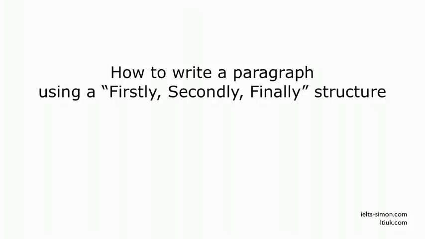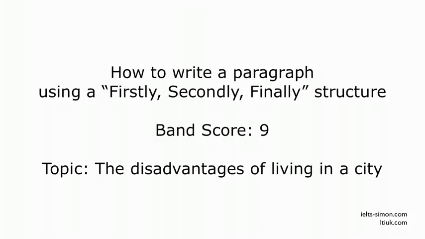Today I'm going to show you how to write a paragraph using a firstly, secondly, finally structure. I think my paragraph would get a band 9, but it doesn't contain anything too strange or difficult, just clear, logically organised ideas. Remember, this is just one paragraph, so I'm aiming for about 90 to 100 words. The topic is the disadvantages of living in a city.